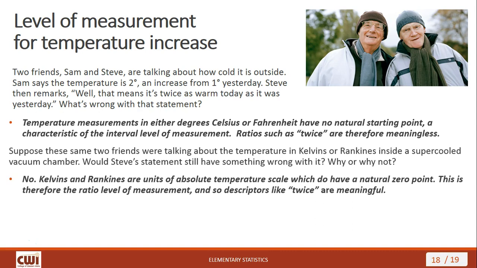Well, in this instance, there's nothing wrong with the statement. You could say that 2 degrees is twice the temperature of 1 degree if you're talking about kelvins or rankines. And by the way, if you're talking about kelvins or rankines, you're not going to use the word degree. It's 1 Kelvin, 2 Kelvin, 1 rankine, 2 rankine. These are units of absolute temperature. They're based on 0 having 0 temperature. Okay? So there is a natural 0 point in these temperature scales. Therefore, this is a ratio level of measurement, and so a descriptor that's describing a ratio, such as the word twice, actually has some meaning to it.